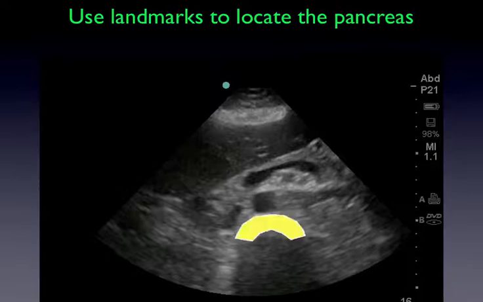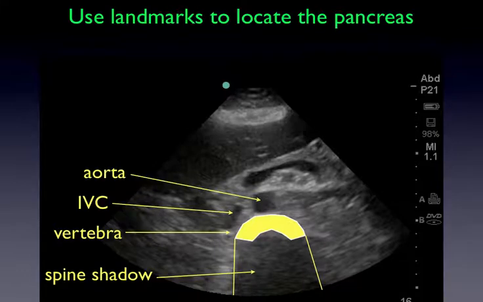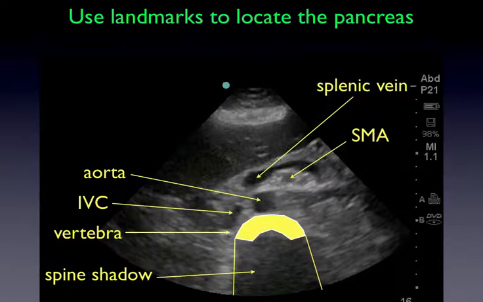So let's go through the structures here, and then we can use this to help locate the pancreas. So over here is what? Correct, that's the vertebra. And between these two lines, the spinal shadow. Then we have some vessels. Over here, the IVC. And what's this over here? The aorta. Now we have the mantle face on the clock, right there. That's the SMA. And over here is the splenic vein.